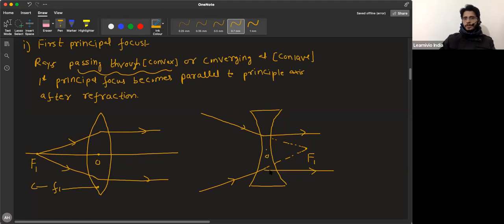This is the optical center. The separation between the optical center and the focus is known as focal length. So we call this the first focal length.